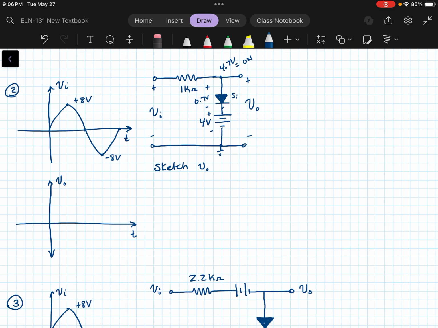Okay, so that means that whenever our waveform is above 4.7, the diode would be on. Whenever it is below 4.7, the diode would be off. Okay, so what does that do for the output? When the diode is on, then V out, let me write this over here.